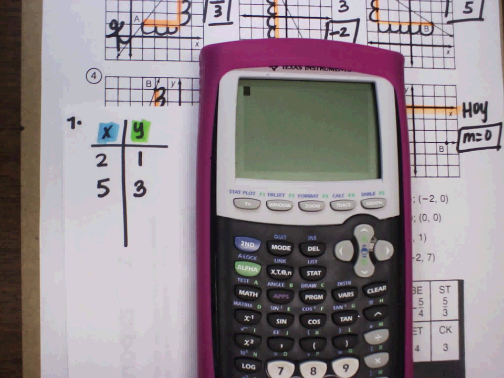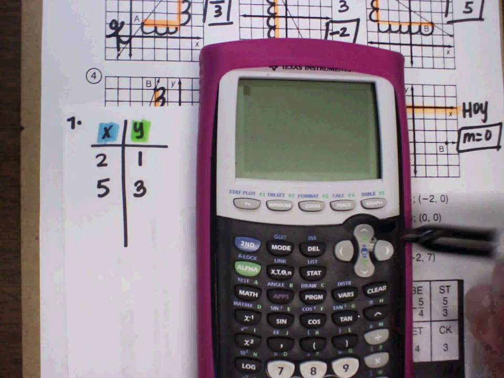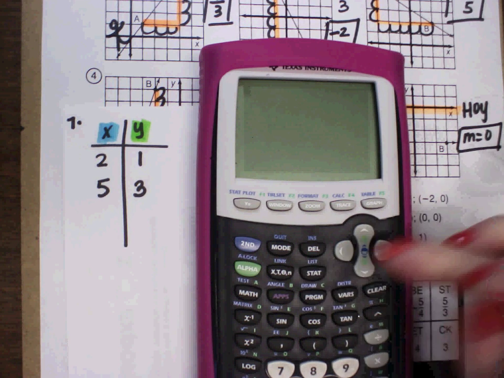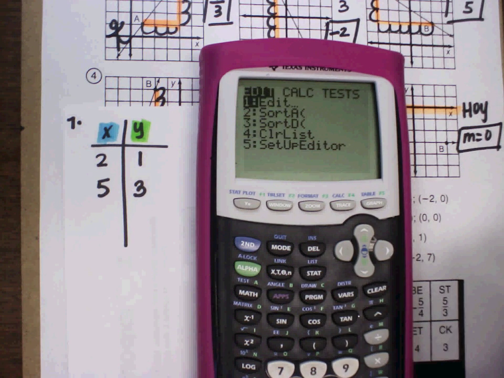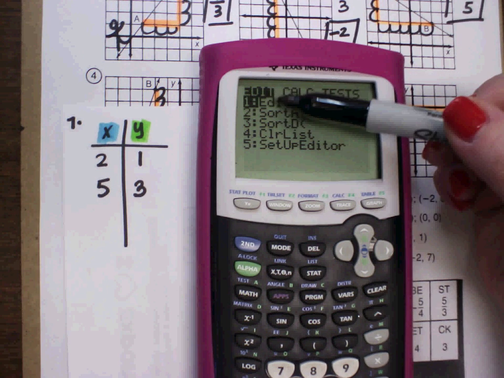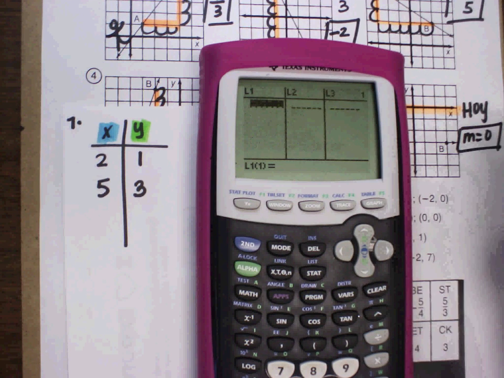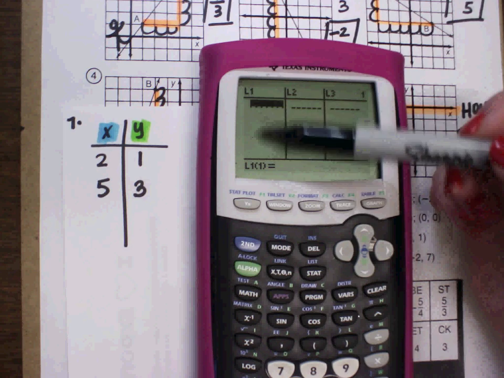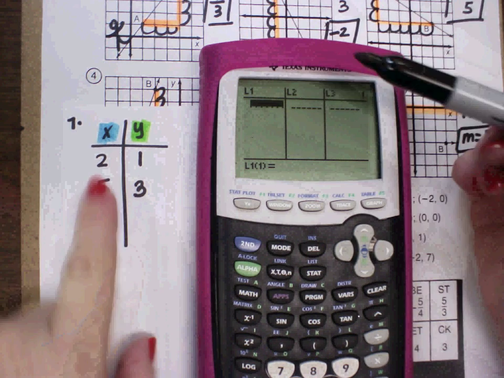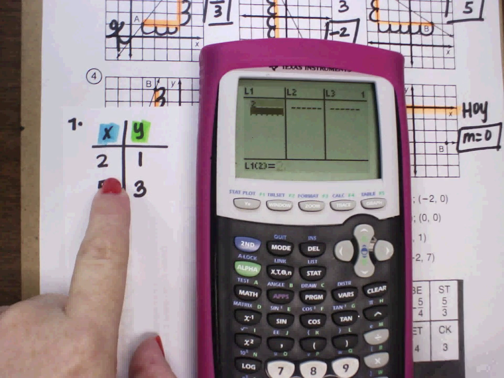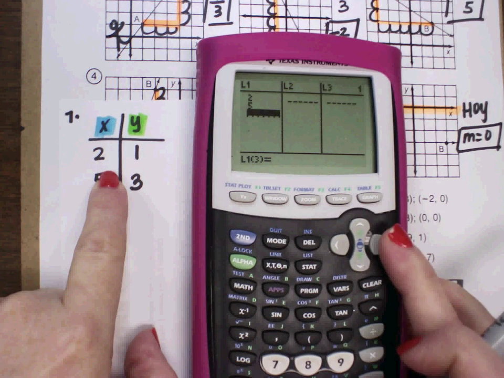Is everybody there? All right, it's already on edit and it's already on L1. So I'm going to hit enter. On L1, I'm going to write my x's. What are my x's? 2, enter, 5, enter. And then I'm going to jump to the y's. And my y's are 1, enter, 3, enter.